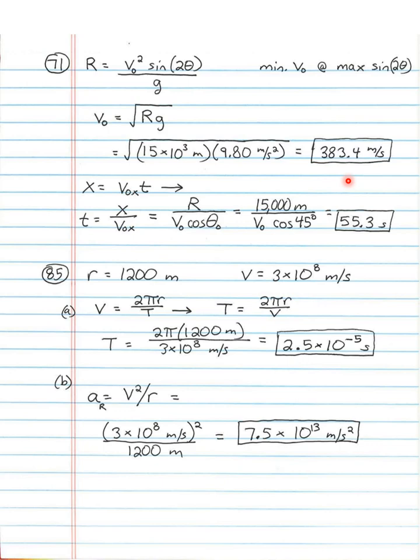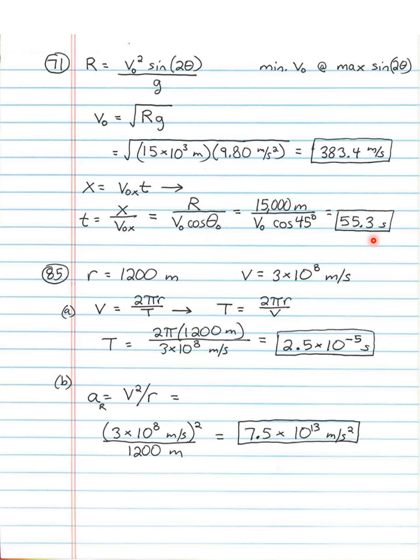And then to find the time, well, let's relate to the horizontal distance. X equals v naught x times t, which means that time in flight is the horizontal distance divided by v naught x. Now, we already know the horizontal distance. We were told that that's 15,000 meters. And then we're going to divide by v naught cosine theta naught, because that's the x component of velocity. So v naught and cosine 45 degrees, we found v naught in the first question, 383.4 meters per second. So we plug all those values in, we get 55.3 seconds.